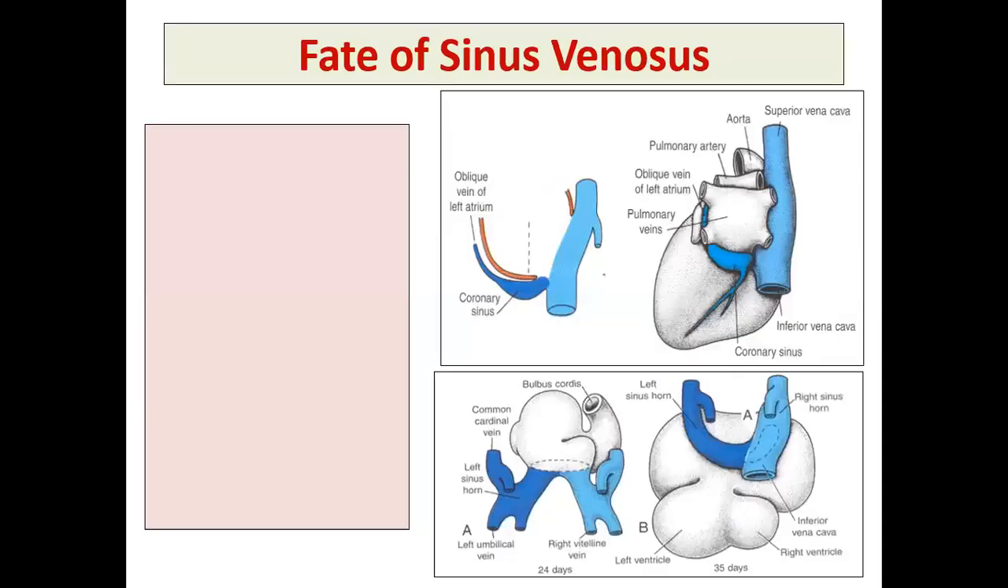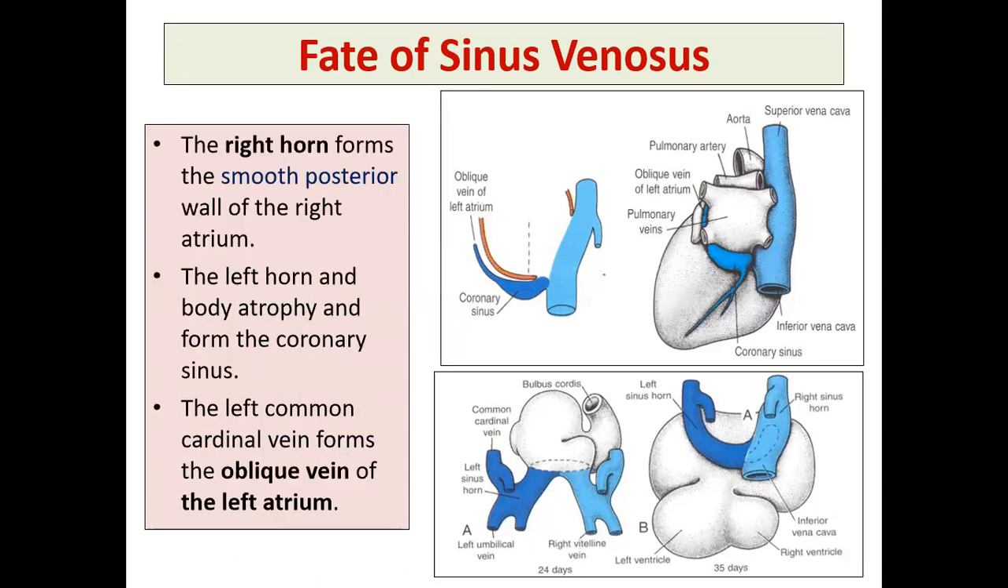So the fate of the sinus venosus: you can see the oblique vein of the left atrium, the coronary sinuses, the superior vena cava, the pulmonary artery, the pulmonary veins, the inferior vena cava, and the coronary sinus. That is at 5 weeks, when the heart is well developed. You can see at 24 weeks it is forming the left atrium, umbilical vein, ventral vein, common cardinal vein, and bulbus.